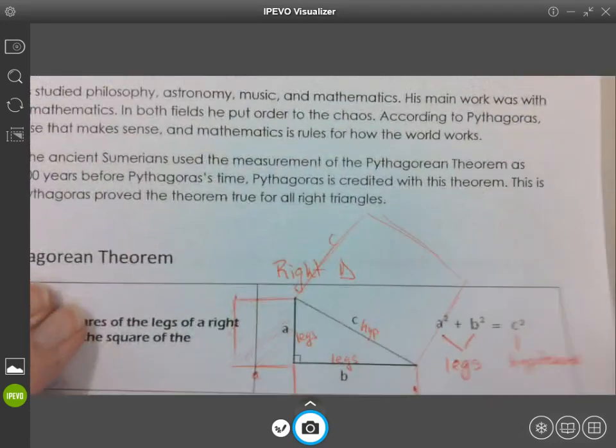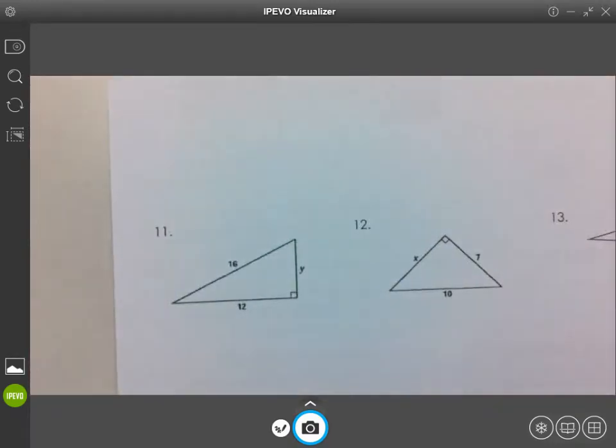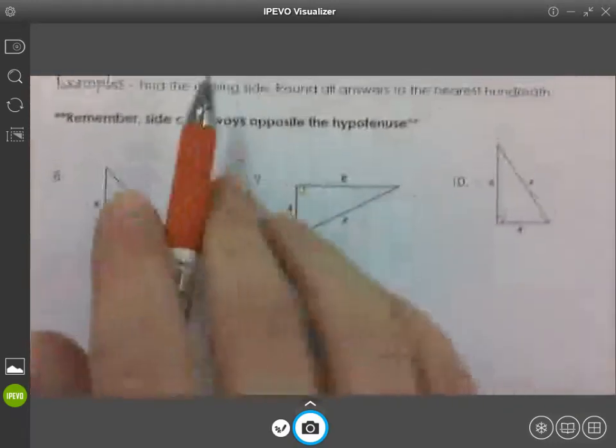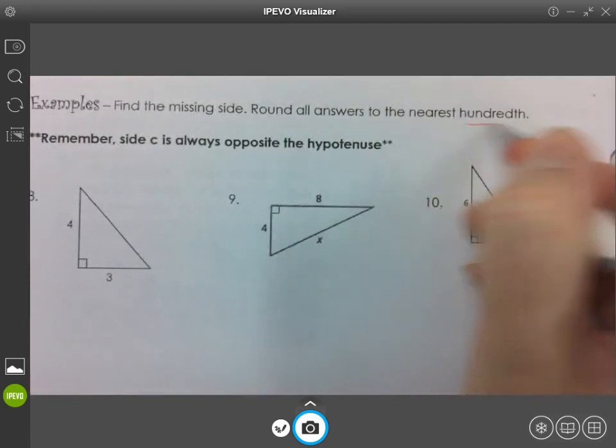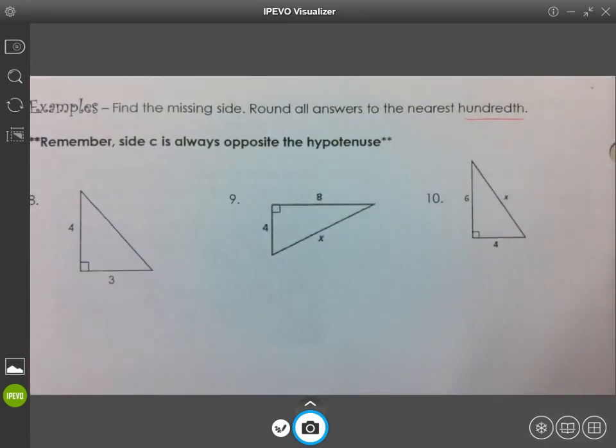Okay, so let's get into this then. It says find the missing side, round all numbers to the nearest hundredth. How many decimal places is that? Nearest hundredth. Two places. Yep.